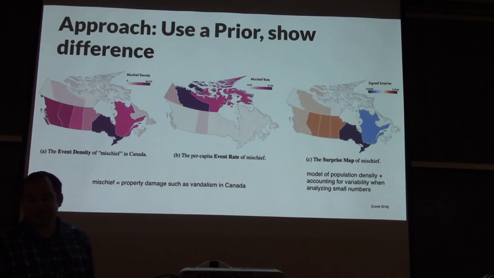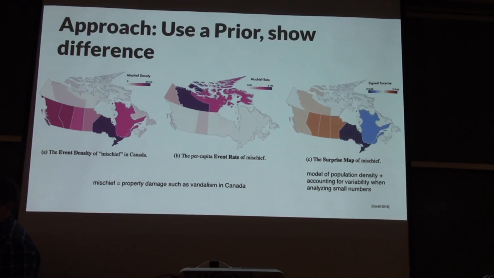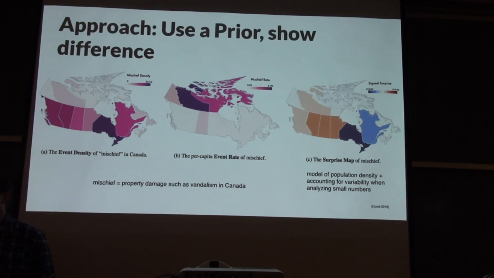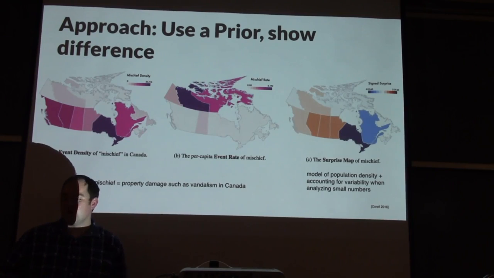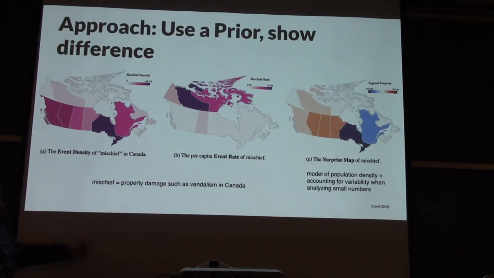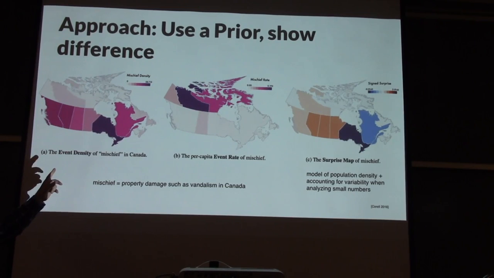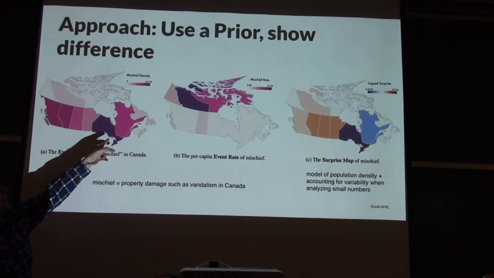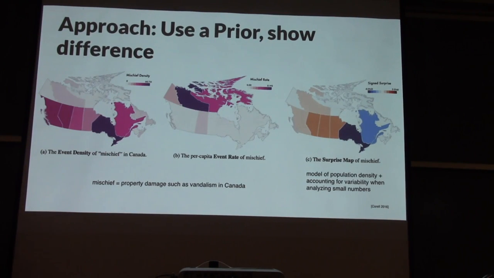And so the idea of this paper is to use a prior, like in Bayesian analysis, and that could be population, right? So instead of showing some absolute count, like this here is an absolute count of mischief, which is a minor crime in Canada. And so that would look like Ontario and Quebec have a massive problem with mischief. But of course, these are also the biggest provinces in Canada.